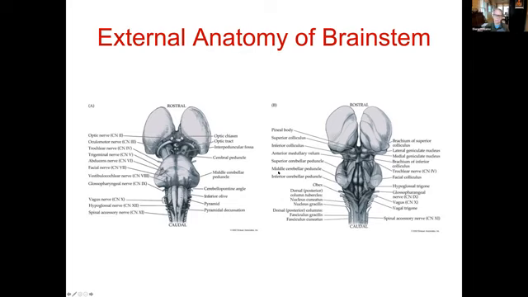So you should be familiar with some of the landmarks and gross features to be able to identify different areas of the brainstem from a dorsal and a ventral view.